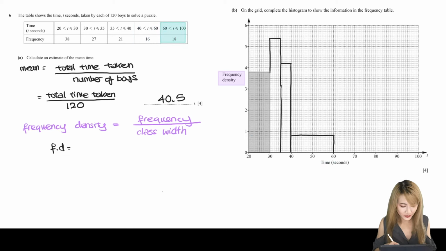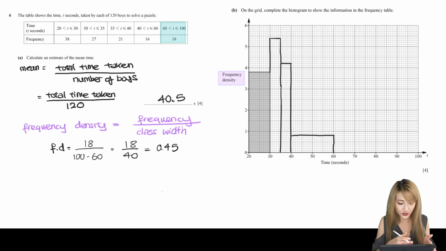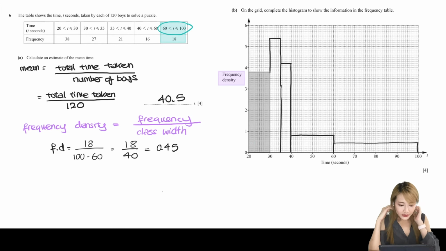And then for the last group, it will be 18 divided by 100 minus 60. So that's 0.45. And for this group, it's 60 to 100. So it's going to go from 60 all the way to 100 along the x-axis for time. Okay, and there we have completed the histogram.